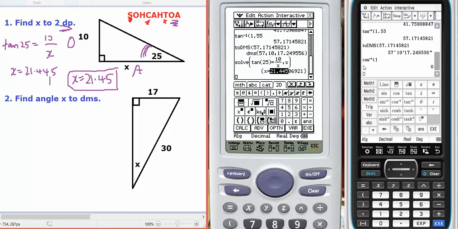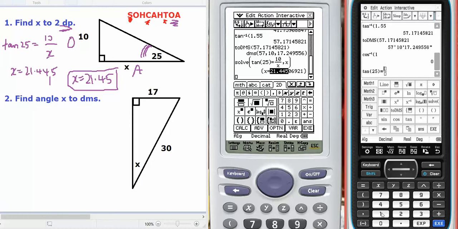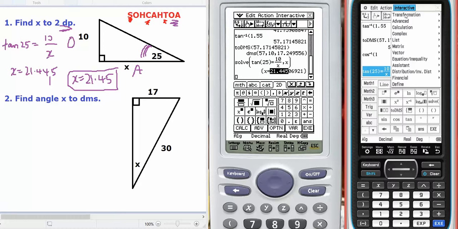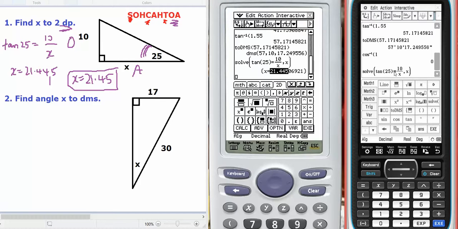What does that look like on the ClassPad 400? Tan of 25 equals, close the bracket, equals, if I bring up math, and there's my fraction, 10 over x. I select it, interactive, advanced, solve, solve for the letter x, OK, and I get the same answer.